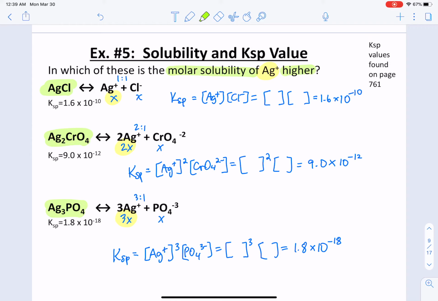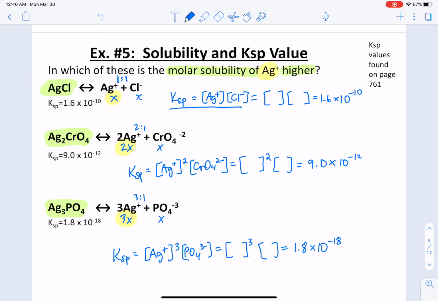I've fast forwarded a little bit here and plugged in my x values for our ions. In the first example, it is a 1 to 1 ratio between silver ion and chloride ion. In the second salt, it is a 2 to 1 ratio between silver and chromate, and the third salt is 3 to 1. So let's look at our Ksp expressions for the 3.